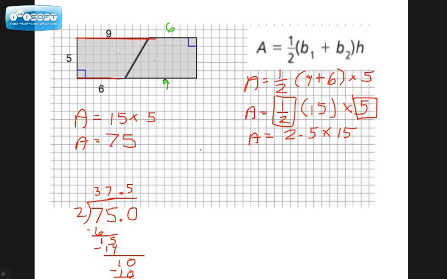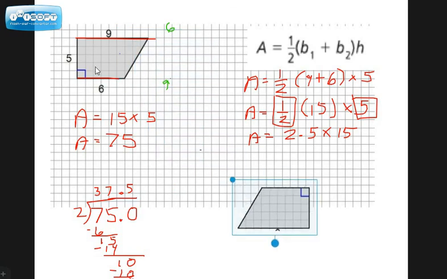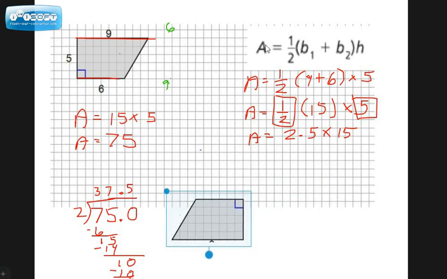Now, if we're interested in half of that, which is what a trapezoid is, if we're interested in just this, or this for that matter, we could just take half of 75 and get the answer that way, or we could apply the values to the formula for area of a trapezoid. So what are the parallel sides again? They're 9 and 6, so you substitute those in for base 1 and base 2. The height is still here, 5.